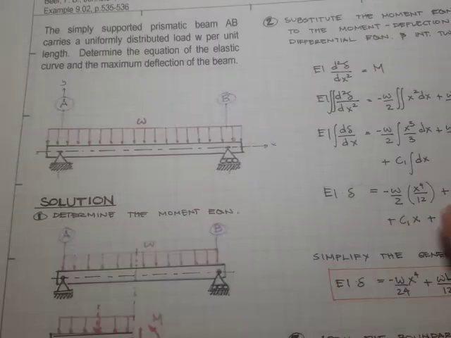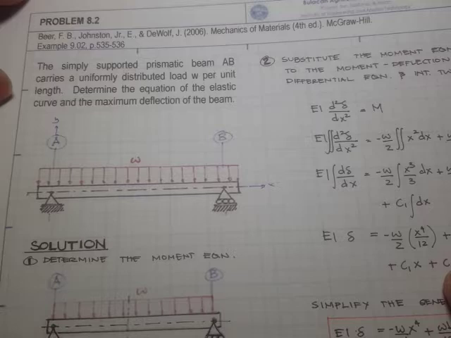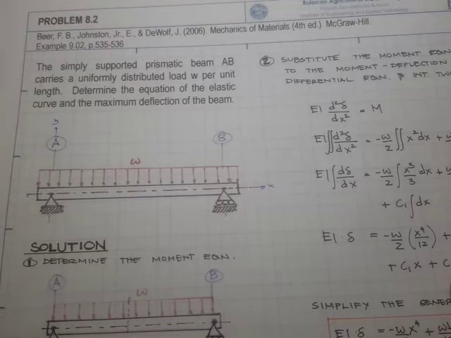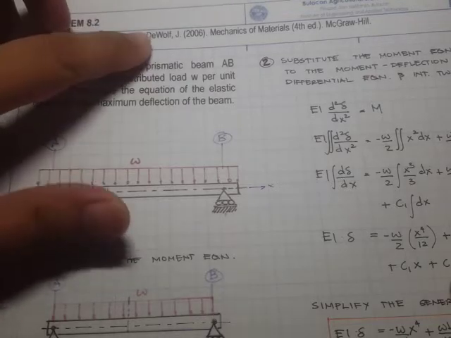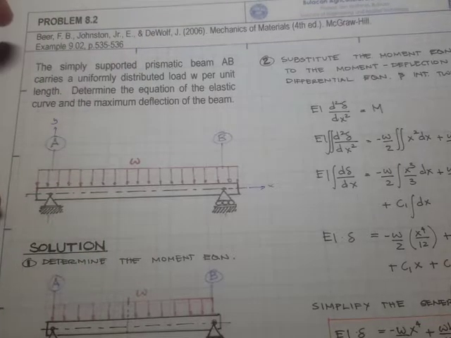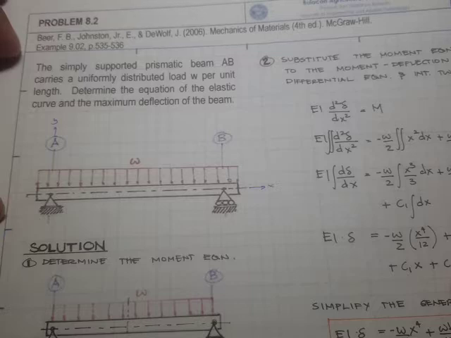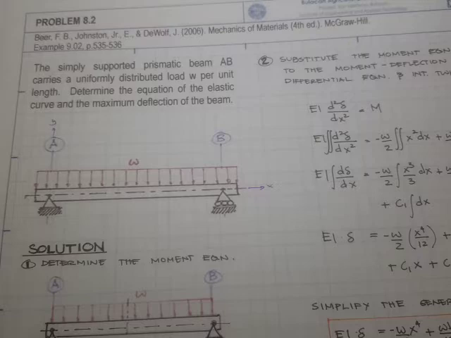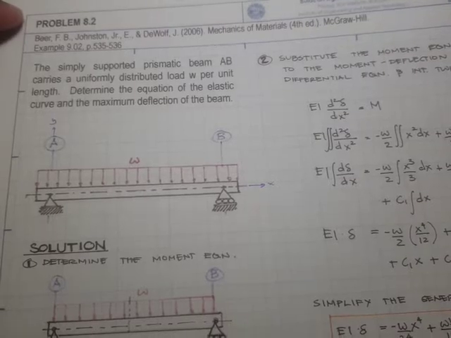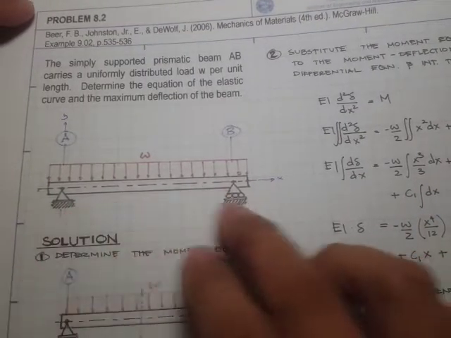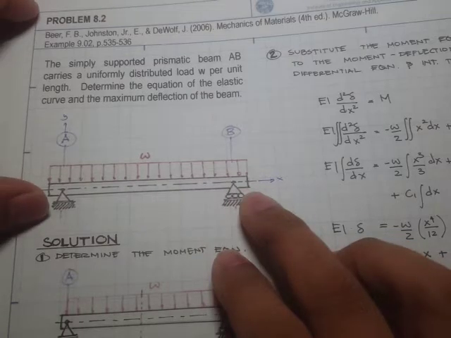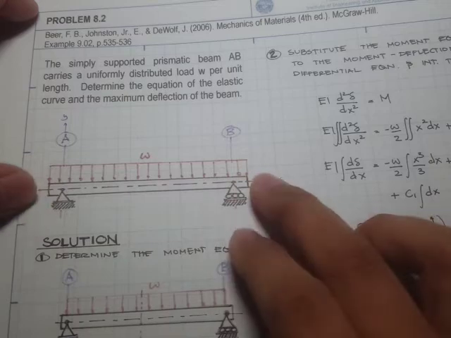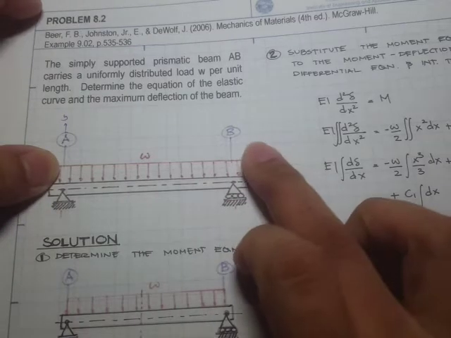Okay, so this second problem that we have is taken from the textbook by Beer and Johnston and DeWolf, and the problem is actually almost the same as our first sample problem. In terms of solutions and procedures, it's almost the same, except that we have a different type of beam condition. Right here we have a simply supported beam, and it is under a uniformly distributed load.